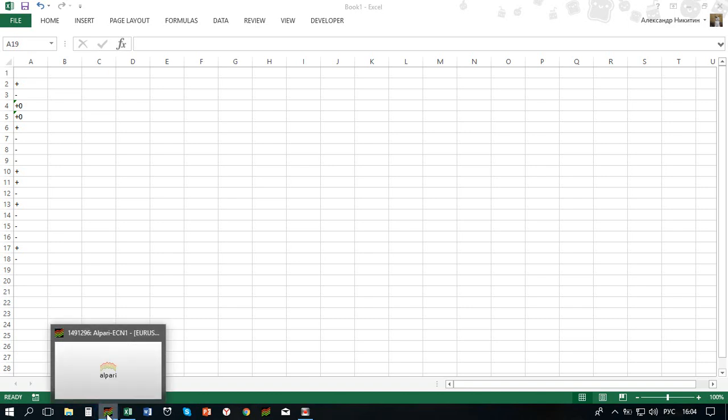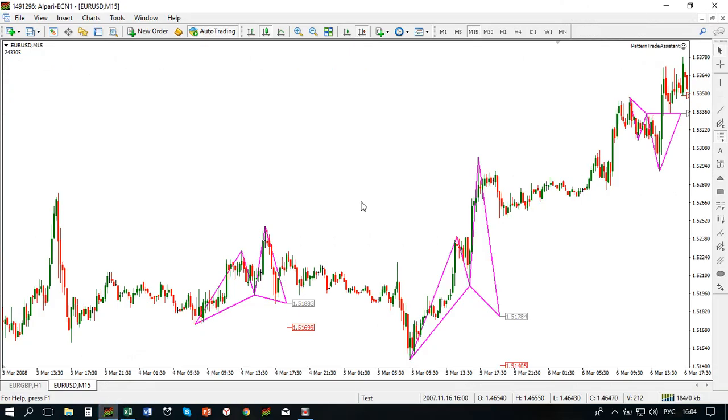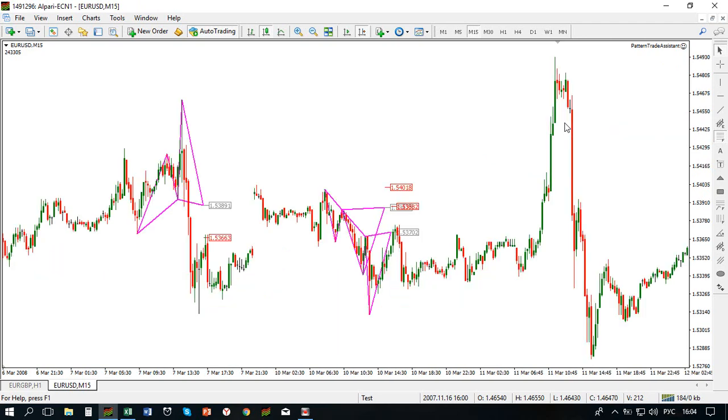MetaTrader doesn't want to work. It is because I'm using the recording software. Okay, finally, loser and winner. Okay, going next, page down.